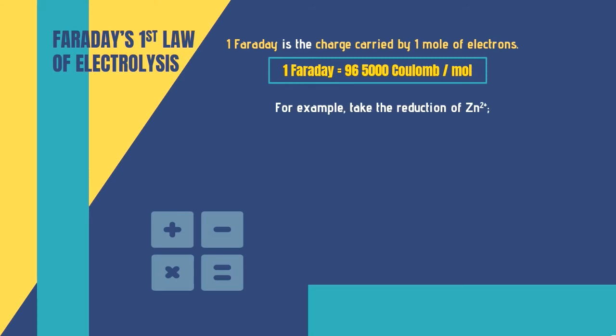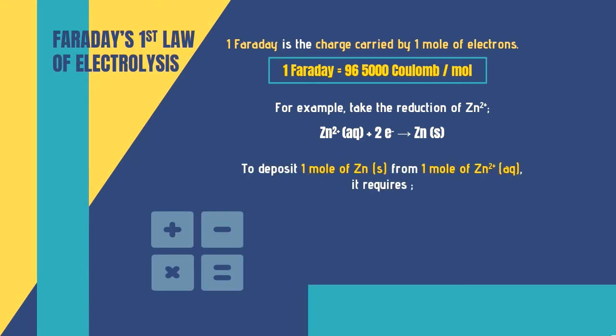Take the reduction of zinc 2 plus for example. Zinc 2 plus requires 2 moles of electrons to produce zinc metal. So to deposit 1 mole of zinc solid from 1 mole of zinc 2 plus aqueous, it requires 2 moles of electrons, or 2 Faraday of charges, or 2 times 96,500 coulomb of charges.